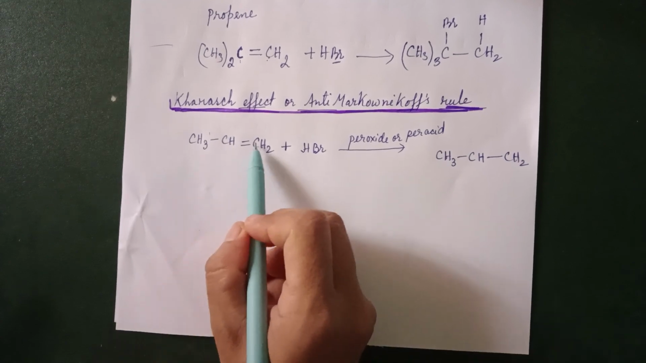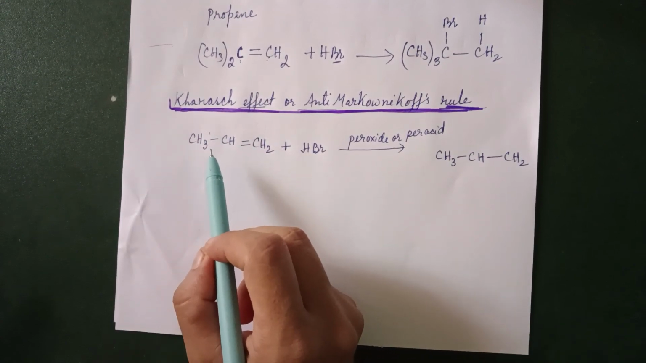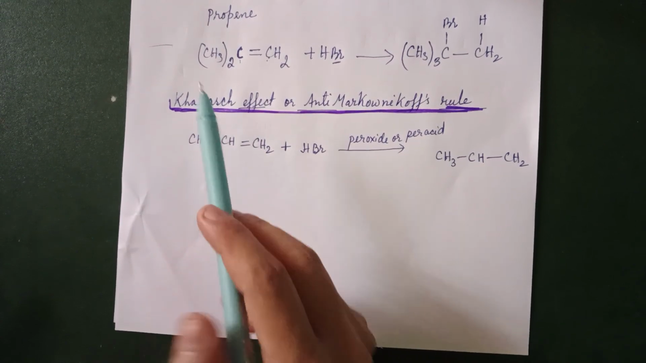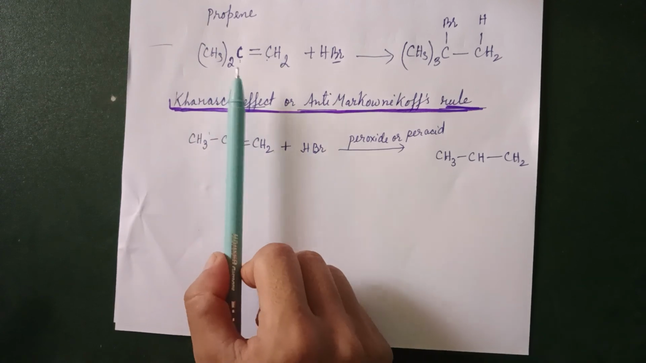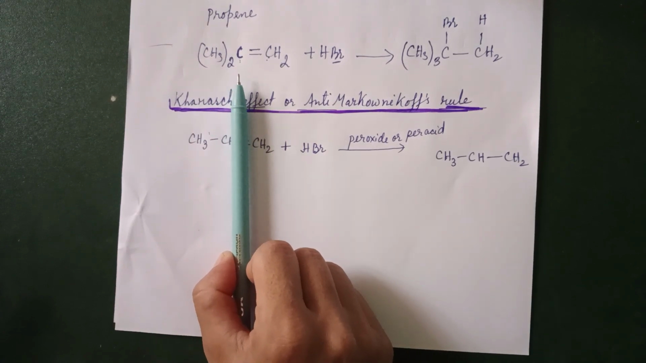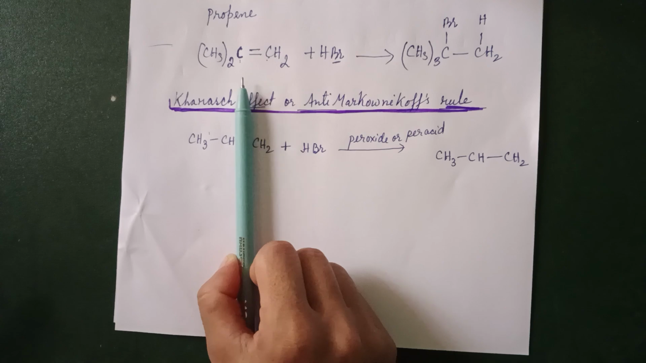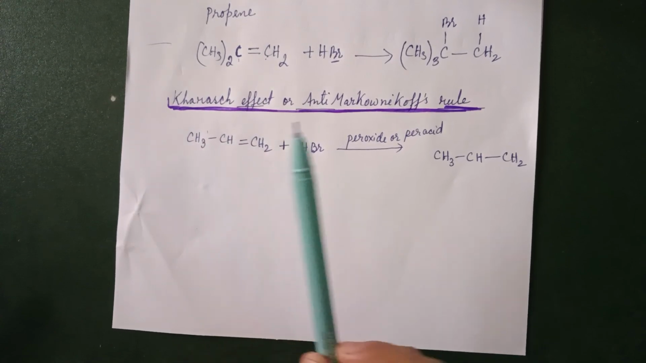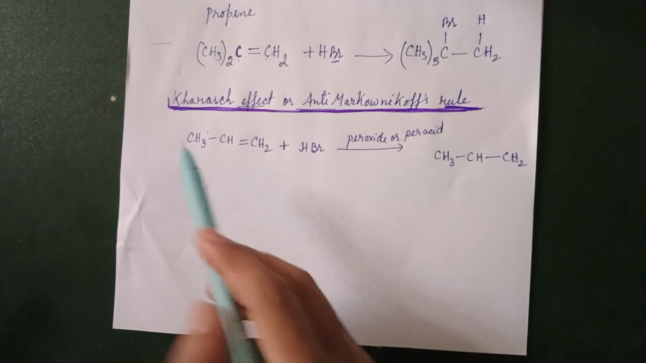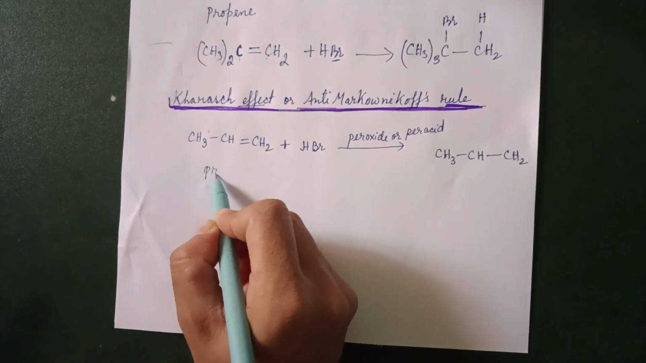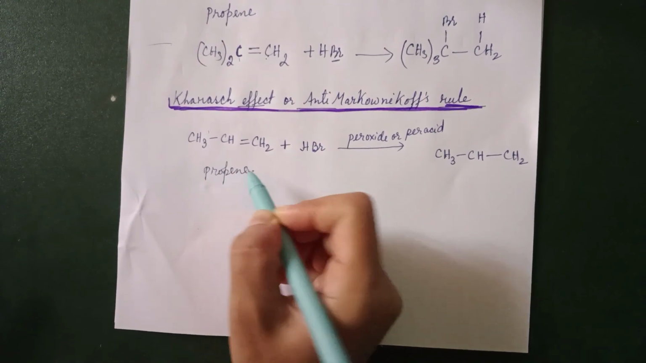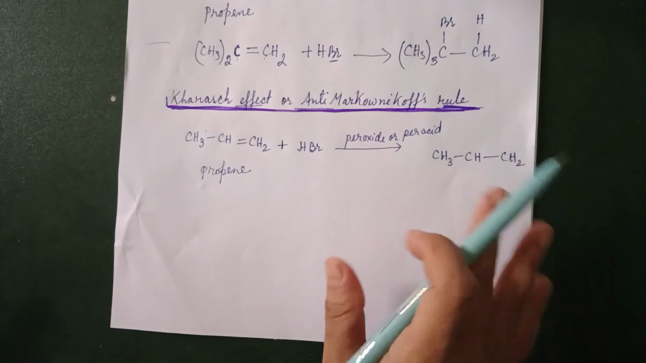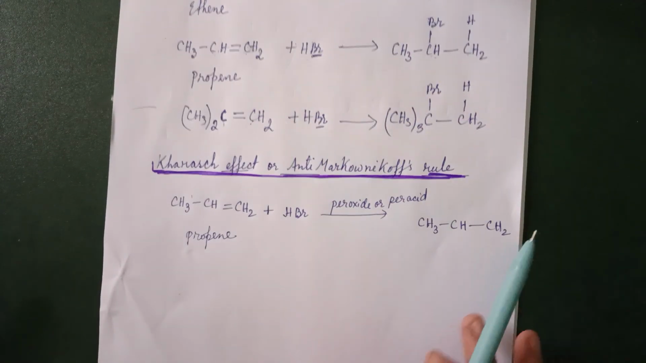Okay. So, this is your alkene. This is your unsymmetrical alkene. Unsymmetrical, why? Because this alkene we cannot divide into two equal halves. Okay, so I have divided. See, one side is CH2, the other side is CH3 bond CH. So this is called your unsymmetrical alkene, and the name is propene.